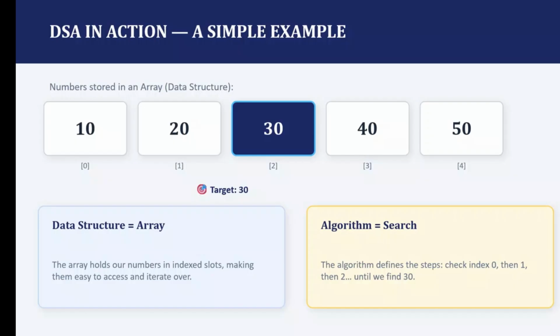Data structure is how data is stored. The data is stored in the form of an array, so array is a data structure. And how are we finding the target? By searching the element. So the algorithm is search. The data structure and algorithm together solve this problem. Here the array holds our numbers in indexed slots, making them easy to access and iterate over. The algorithm defines the steps. First it checks index 0 and then 1 and 2 until it finds the targeted element.